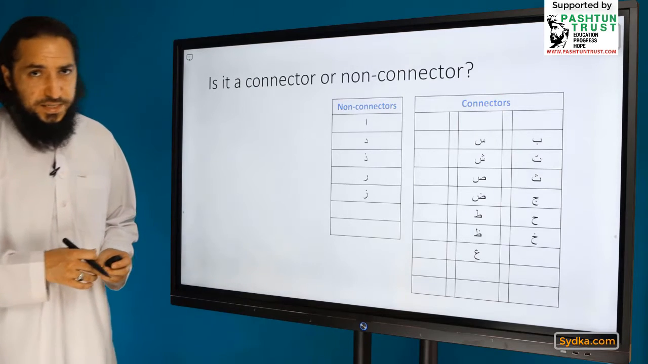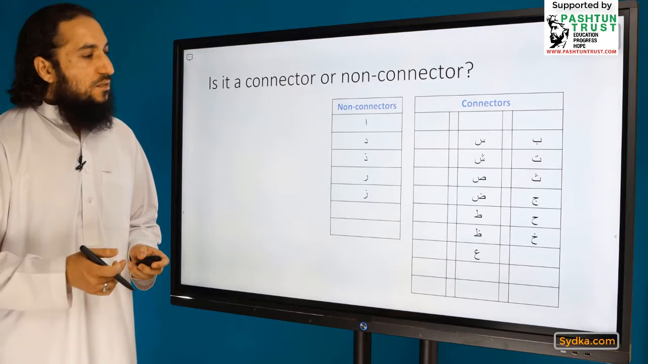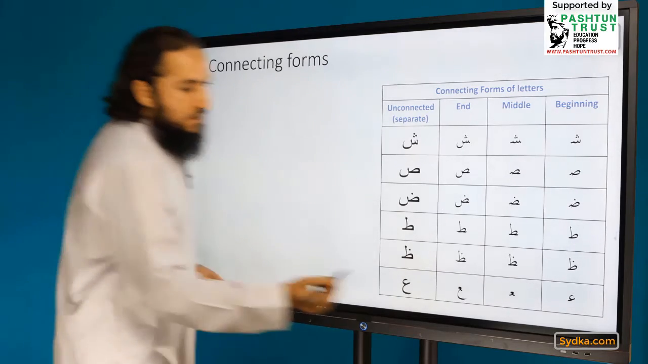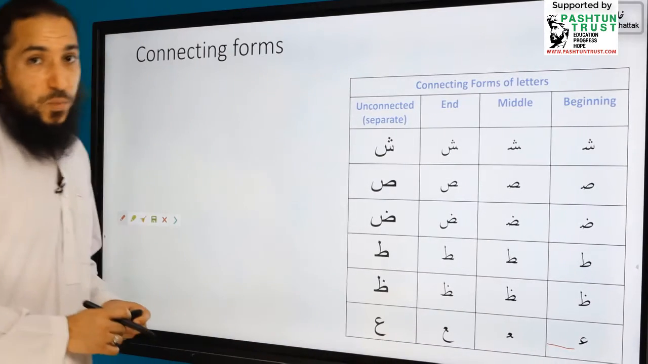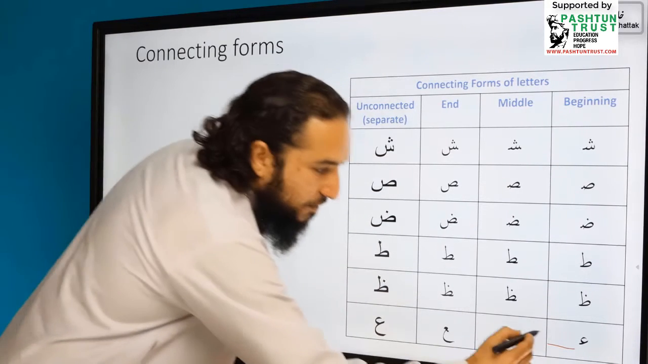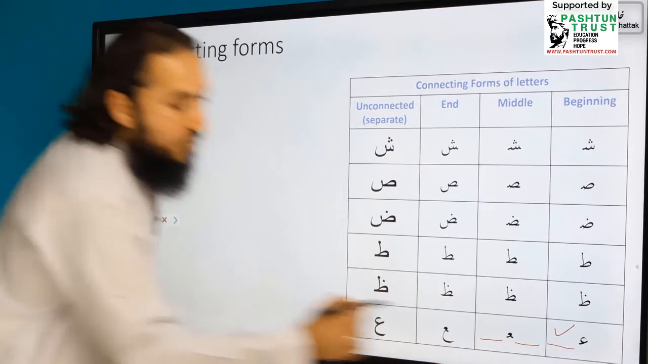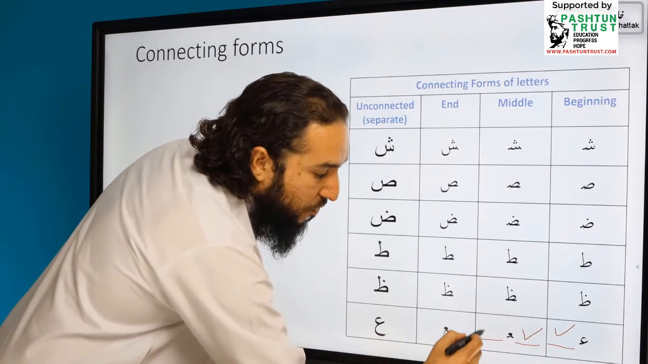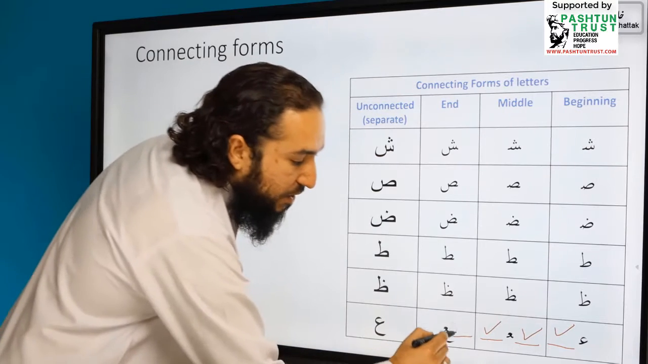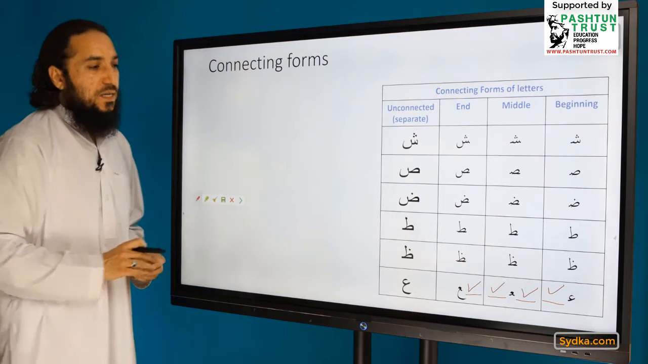Is it a connector or non-connector? It is one of the connecting letters, because if you see its connecting forms, if it comes in the beginning of a word, then its connecting forms allow us to connect other letters with it after it. And if it comes in the middle of a word, then you connect other letters with it before or after it. And if it comes at the end of a word, then you can connect other letters with it before it. So it fulfills the condition of a connector.